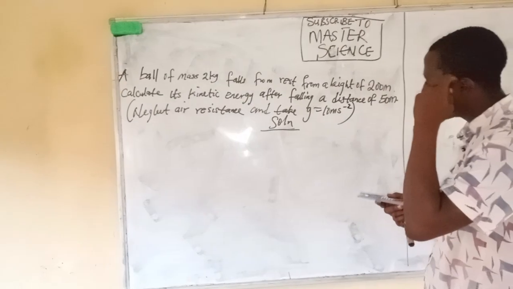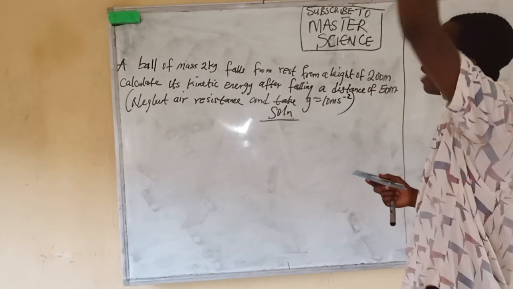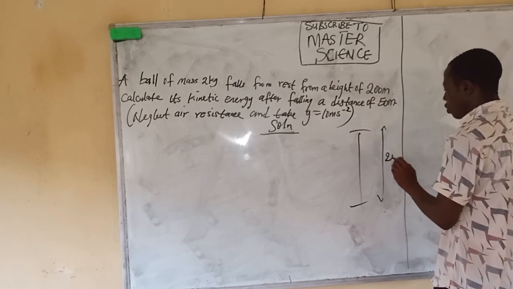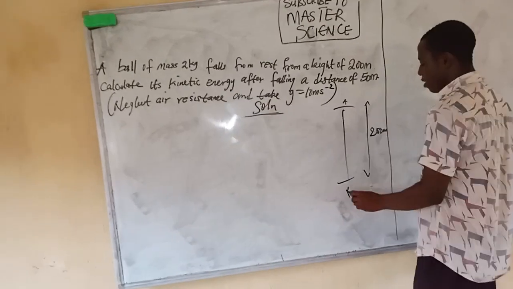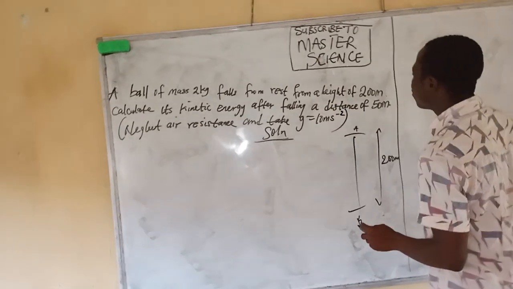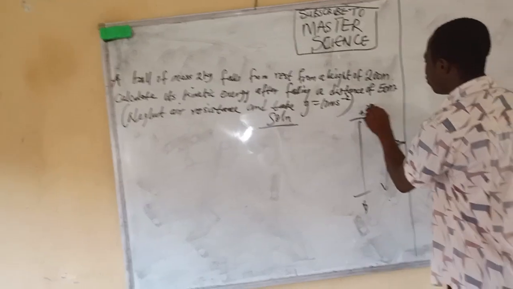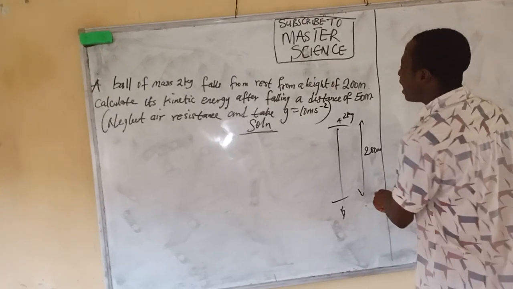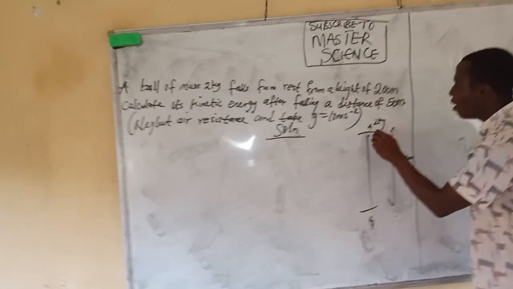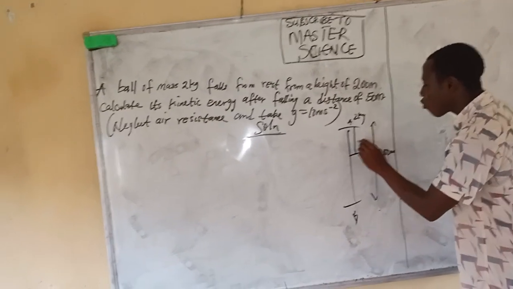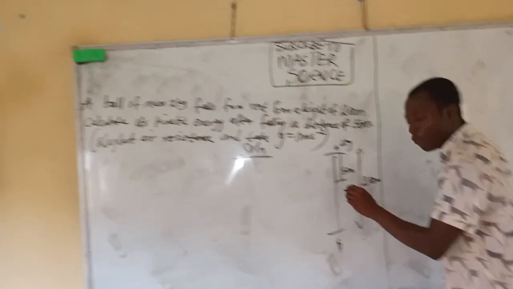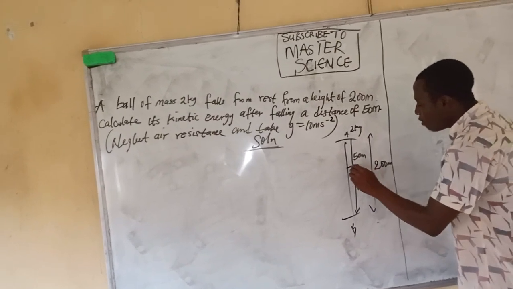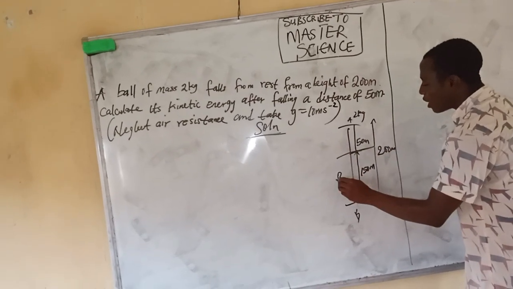I want you to be very careful with this question. Let's assume from here to here is 200 meters. A is here, B is here. A body of mass 2 kg falls from rest from a height of 200 meters. Calculate the kinetic energy after falling a distance of 50 meters. That means the distance remaining from where it stopped to here is 150 meters. If the body stops here, there is also potential energy.